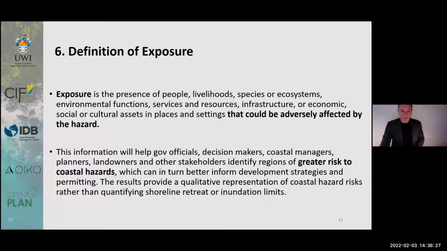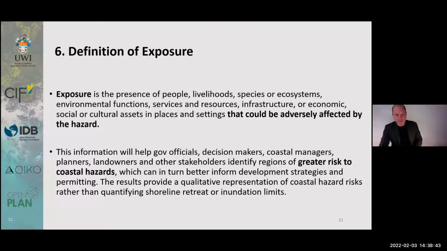Yes, there are only a few more definitions, and then we can make a pause. And so we've reviewed the definition of risk and vulnerability.